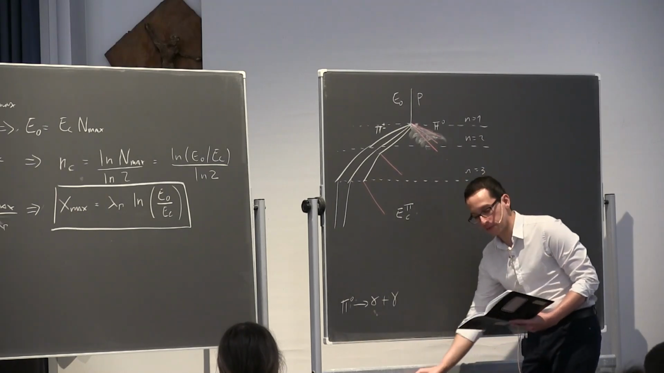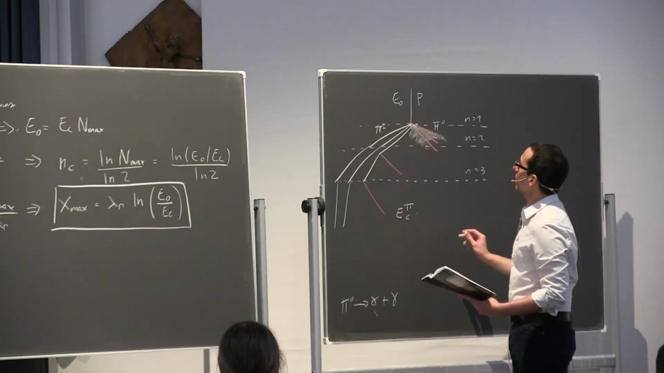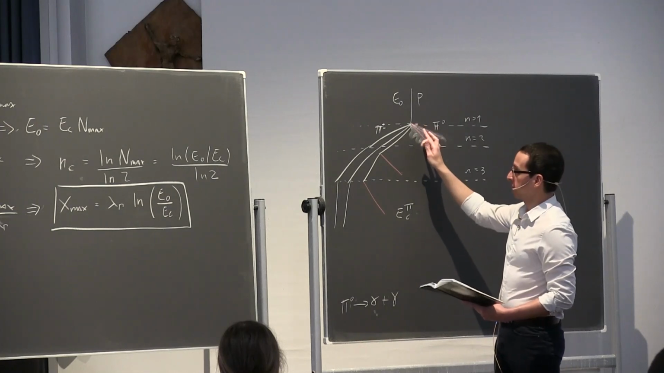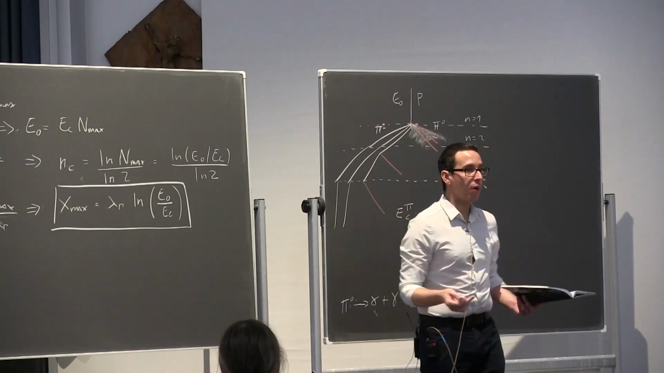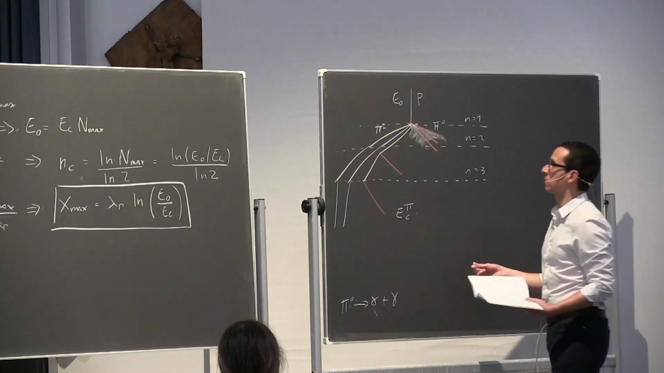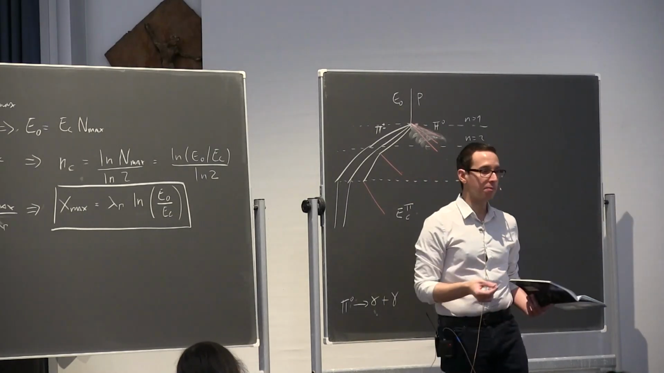There's one extra bit of information you need, and that is that when the proton interacts, it doesn't just produce one pi plus and one pi zero. There's a multiplicity of production. So it produces many pi pluses, many pi zeros. The number grows with the energy of the proton.